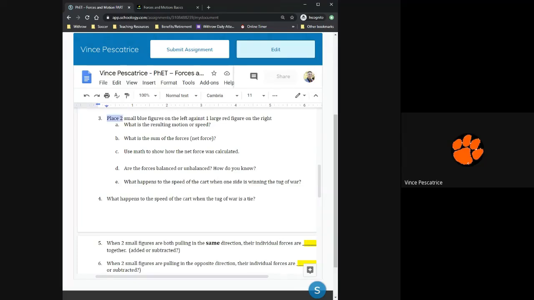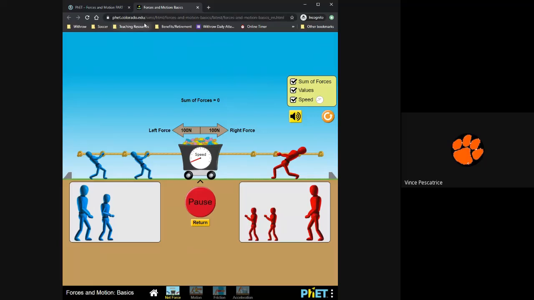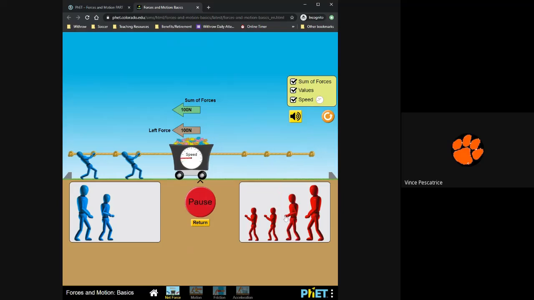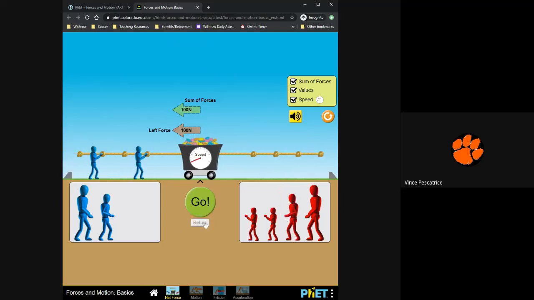Okay, so it says place 2 small blue figures on the left and 1 large figure on the right. Before you do this, you need to hit return. Otherwise, if you pull this guy off while you're running, it's going to move. So make sure you hit return.